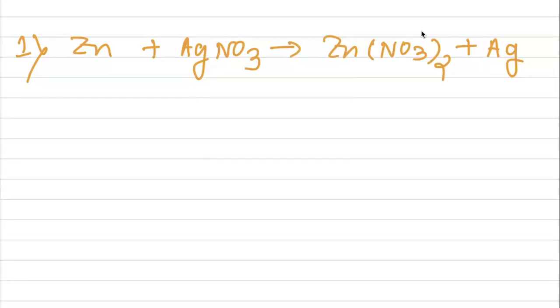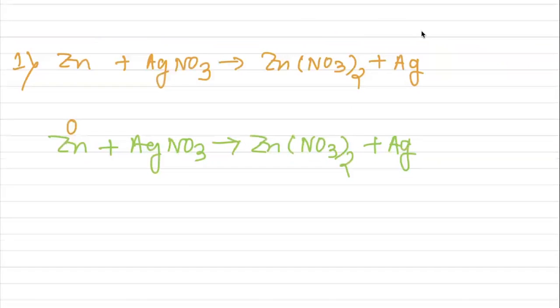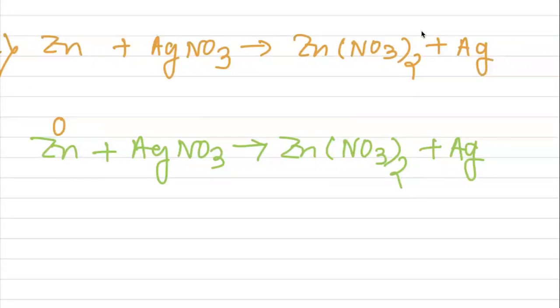So first we have to write down the reaction, that is zinc plus AgNO3, this one. Now here zinc is in zero oxidation state because it is in elementary form. And here in zinc nitrate, what is the oxidation state of zinc in zinc nitrate? Can anyone say? Oxidation state of zinc in zinc nitrate?